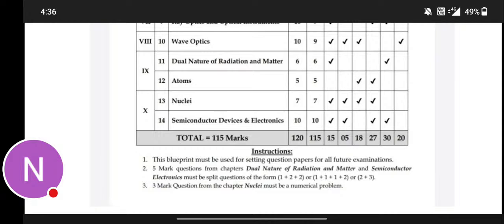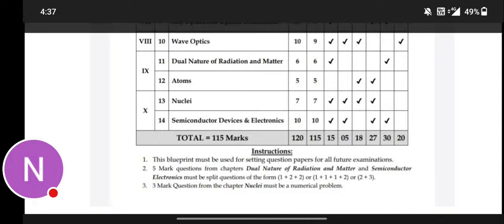Next, 12th chapter from Unit 9, that is Atoms. 1 question for 2 marks and 1 question for 3 marks. Totally 5 marks from this chapter you are getting.